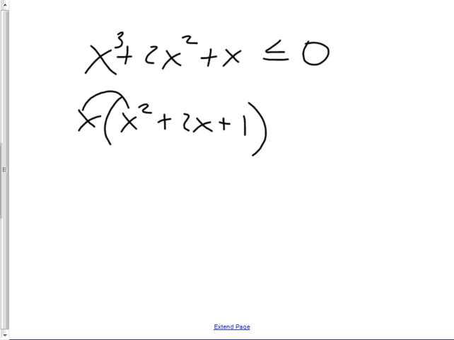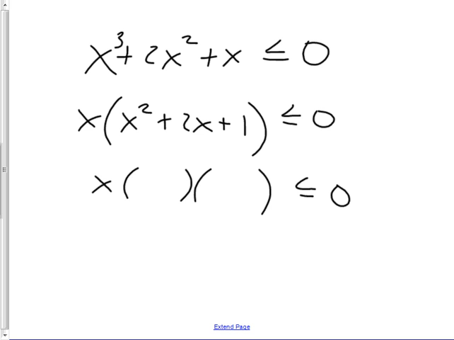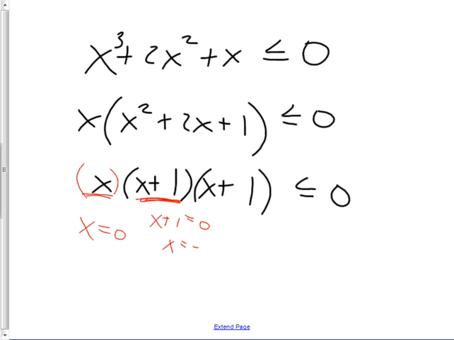Is it factored all the way? No, I can factor it further. So I go x and then factor this even further. And I'll have x plus 1 and x plus 1, I think. Right? Okay. So then, what are my answers? There's an answer for this. Think of it as having a parenthesis around it. It gets its own little answer. I set this equal to 0, so x equals 0. I set this equal to 0. X plus 1 equals 0, and then I solve it. X equals negative 1.